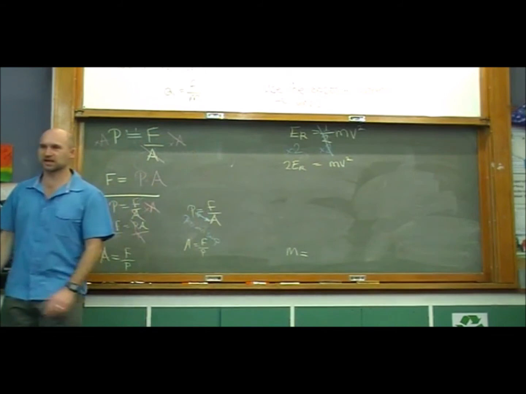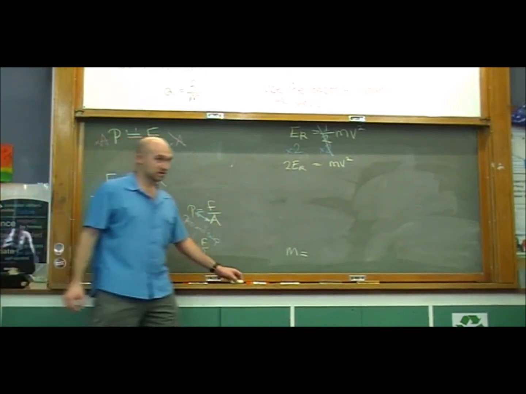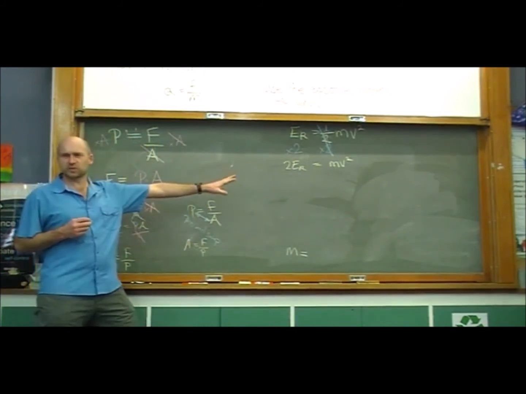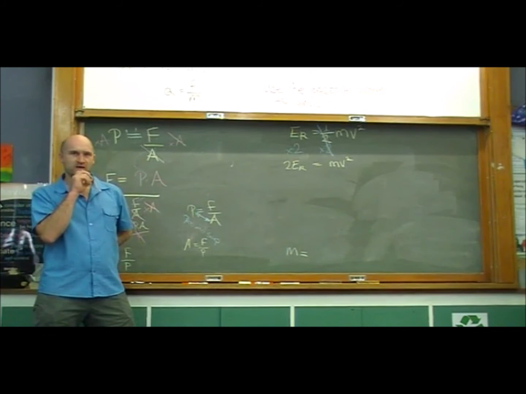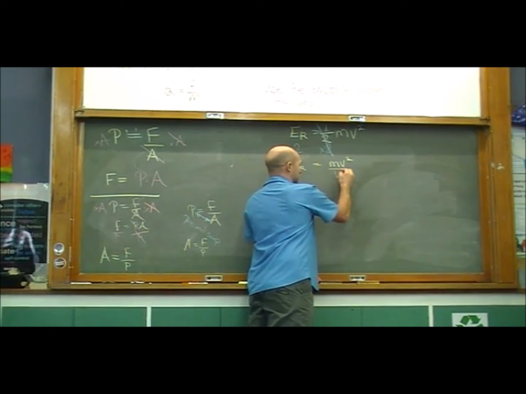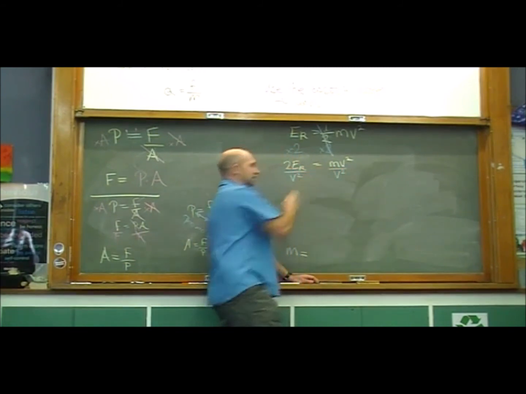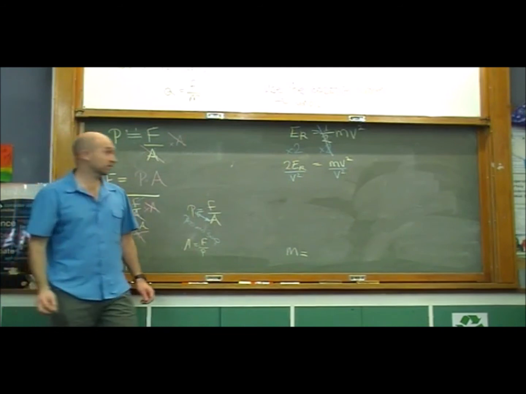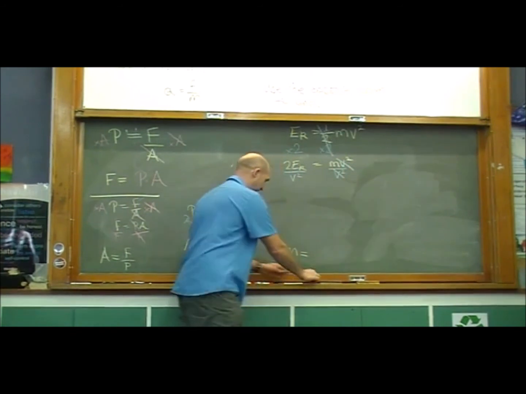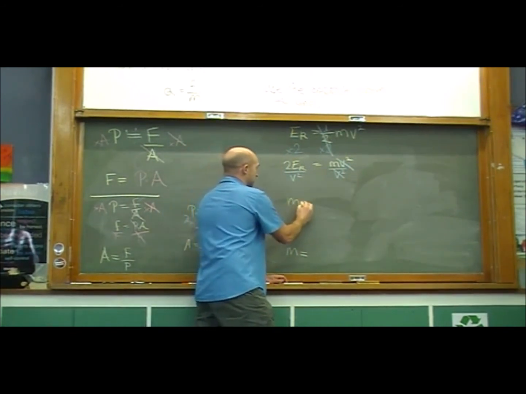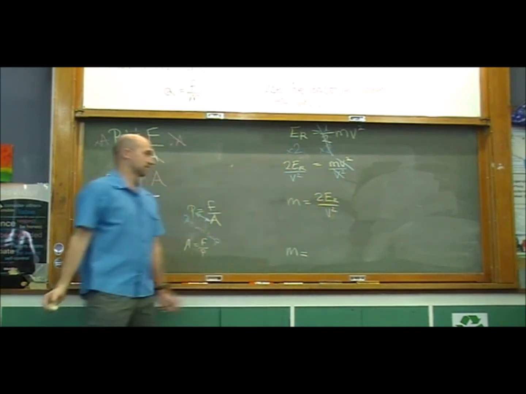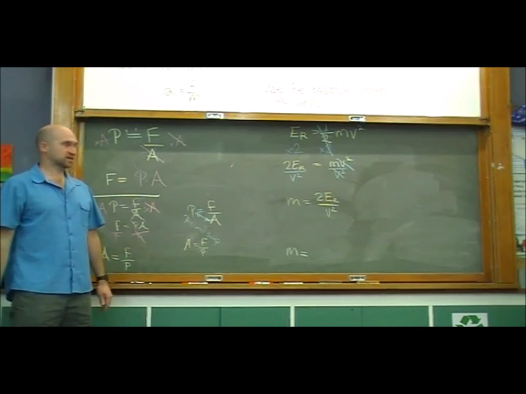What's the next step to leave the m behind? Square root v. Do we need to square root the v? No, just divide by v squared. We just need to divide both sides by v squared to get rid of it. Because we don't mind if it stays as a v squared, we just want to get rid of it. Those two cancel each other, and so we're left with m is 2E_K over v squared. And so that's the second to worst one.